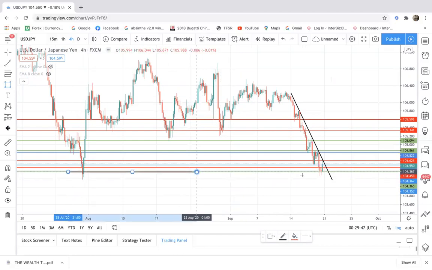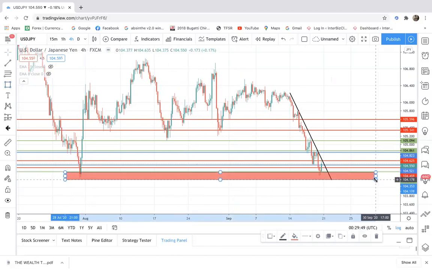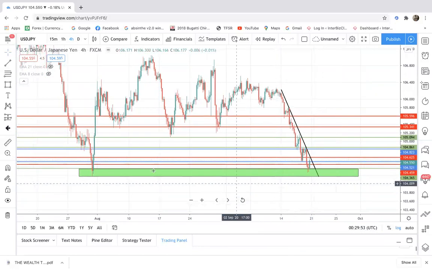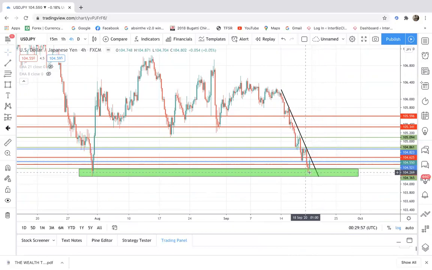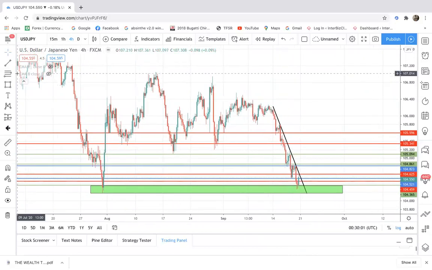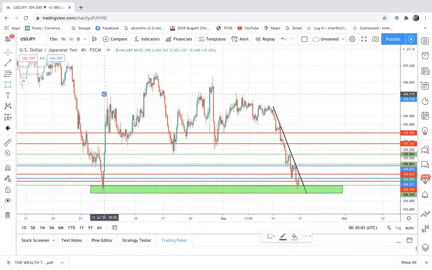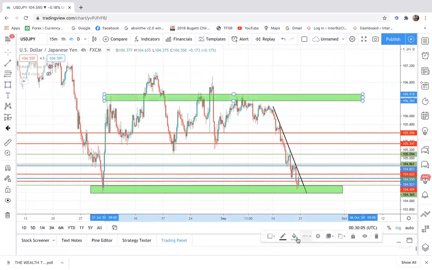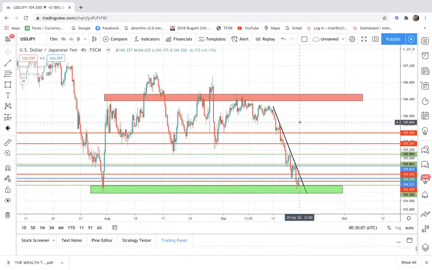So I've actually been looking at UJ for a while, and I've been anticipating for it to come down right around this 104.450 level. Okay, and sure enough, it did. I've been calling it since the market was up here at this supply demand zone, or this resistance zone, or whatever you want to call it.